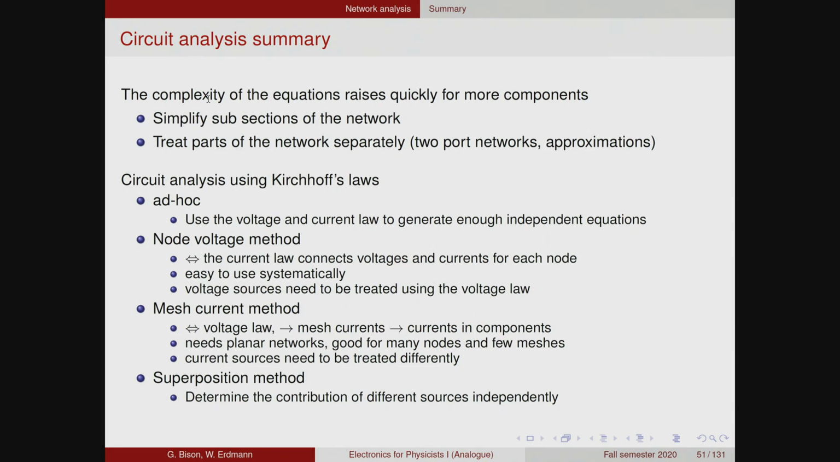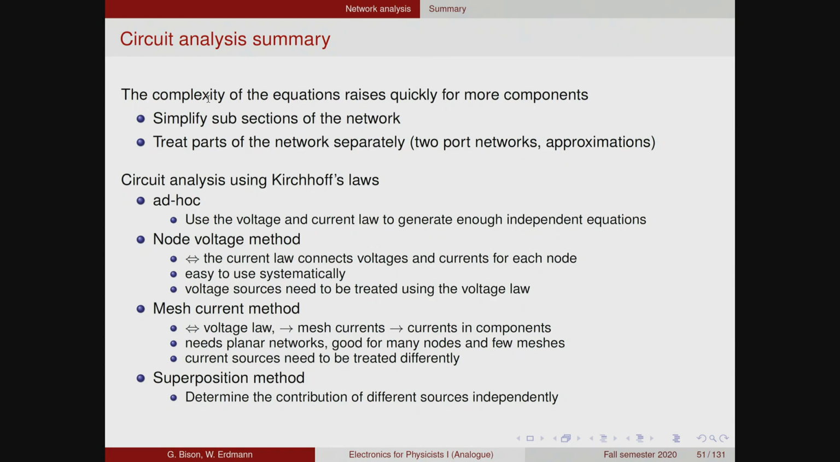It needs a planar network, so it doesn't work, for example, if you have a cube and you connect a resistor along each edge. This you cannot unfold into a planar network in an easy way. Or maybe you can, I don't know. So it needs to be planar.